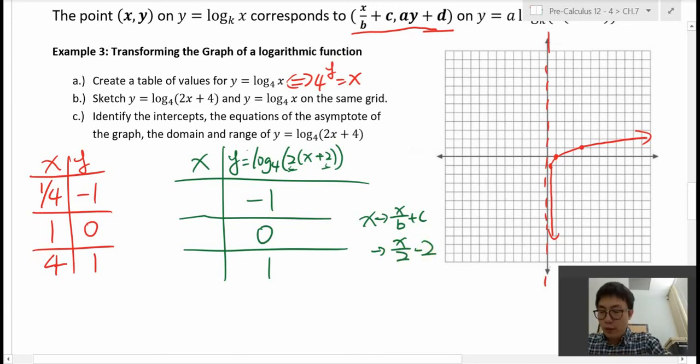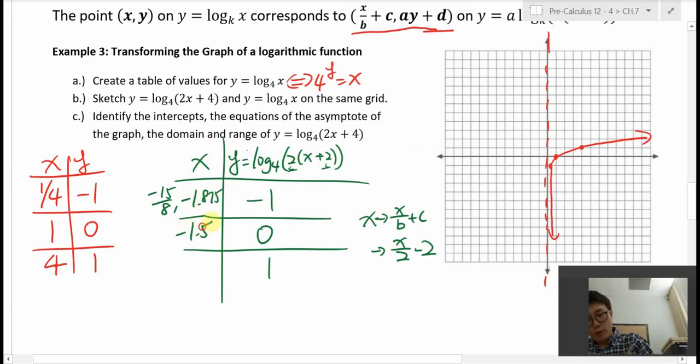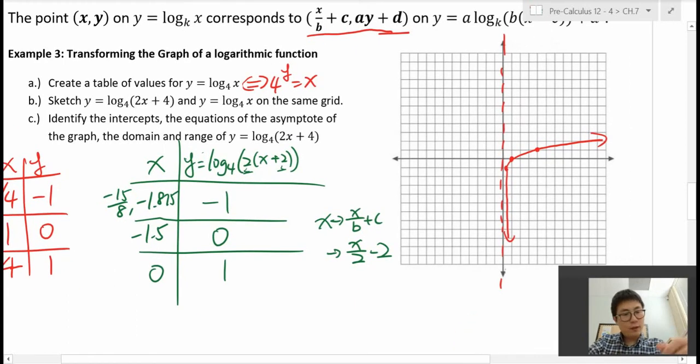So we're going to take these x values, and then we're going to do the following transformation. So a quarter divided by 2 is an eighth, and then 1/8 minus 2 is negative 15 over 8, or negative 1.875. 1 divided by 2 is half, minus 2 is negative 1.5. 4 divided by 2 is 2, 2 minus 2 is 0. So there we go.